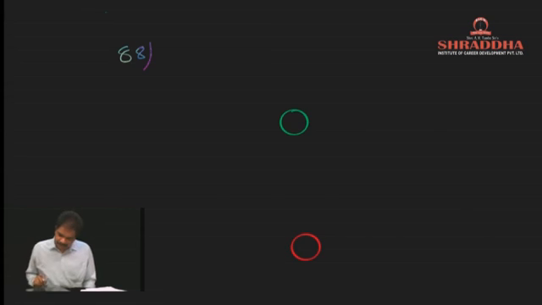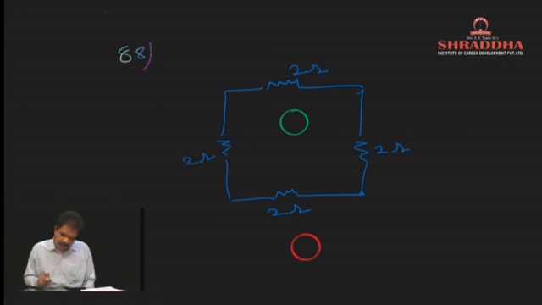Let us see the problem. They gave one circuit like this: 2 ohm, 2 ohm, 2 ohm, 2 ohm. They mentioned these points are A, B, C, D. They are asking: 4 identical resistances are joined as shown in the figure. The equivalent resistance between A and B is R1 and between A and C is R2.